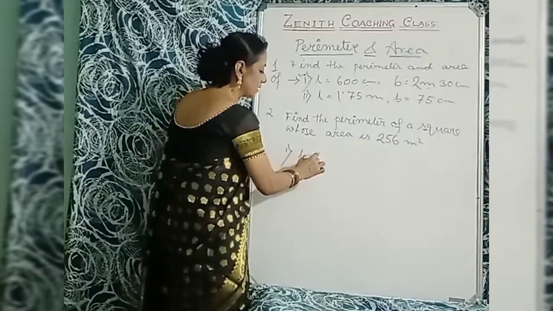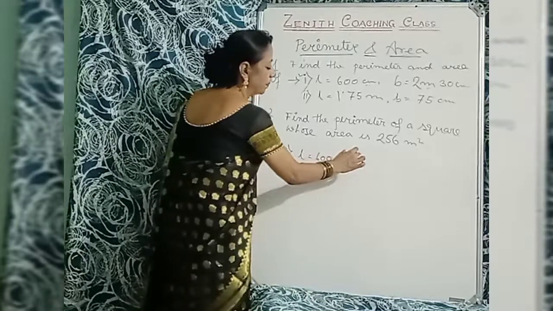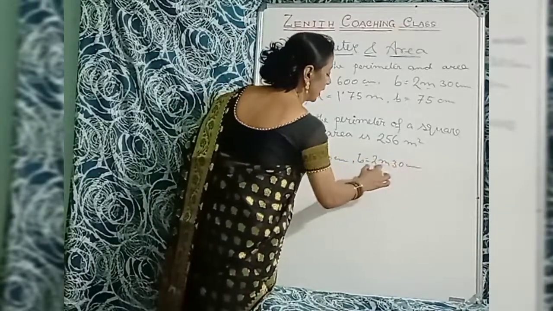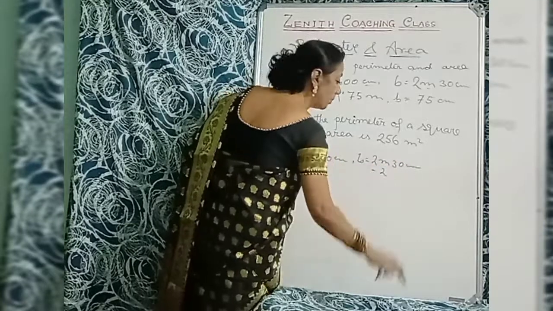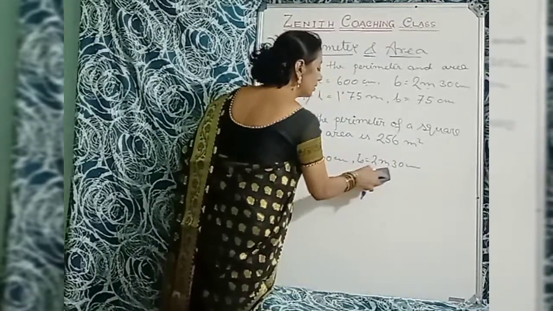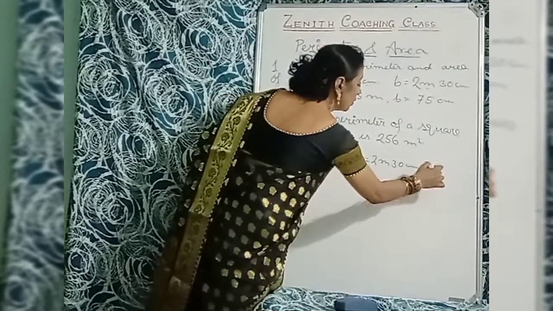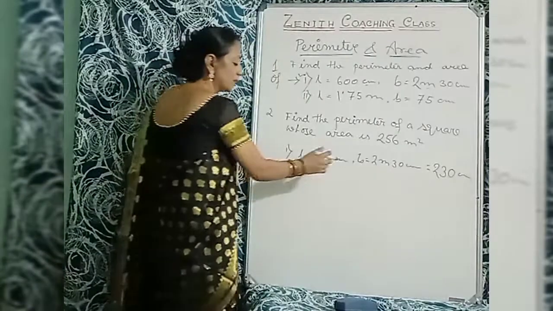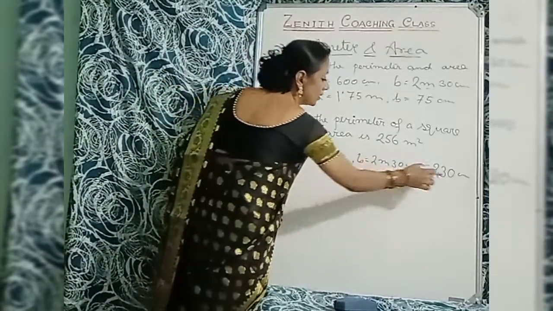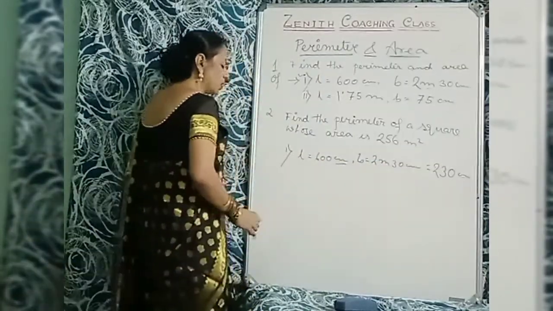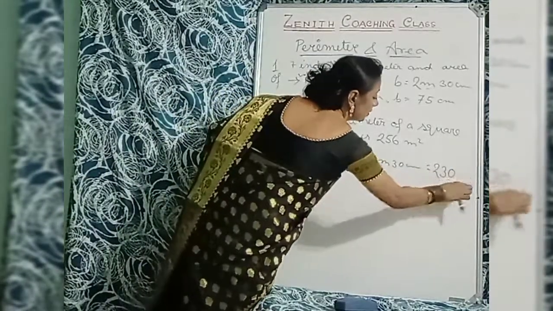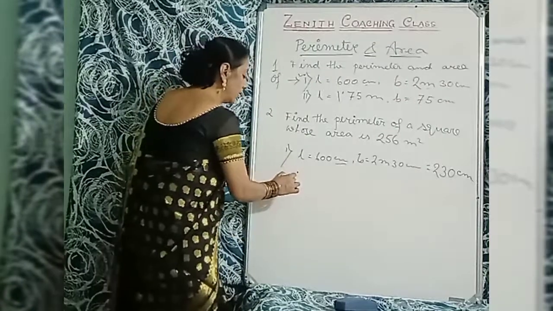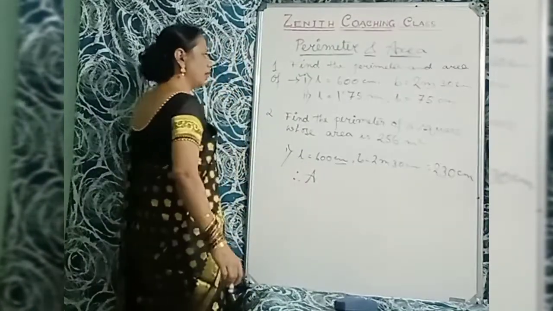Length equals 600 centimeter. Breadth equals 2 meter 30 centimeter, that is 230 centimeter. I am writing here because there is little space. Now length is centimeter, breadth is also centimeter, the same unit. So I am writing here properly. Therefore, area and perimeter.